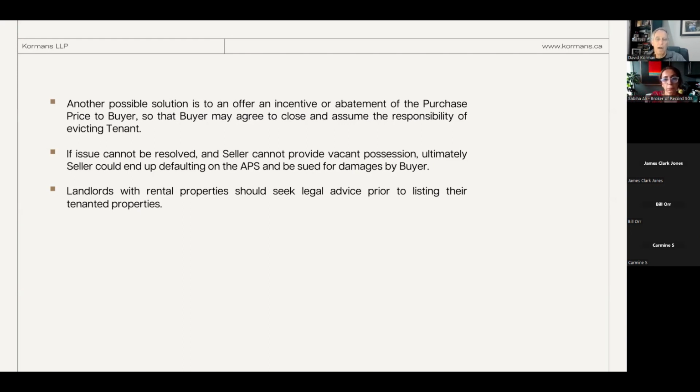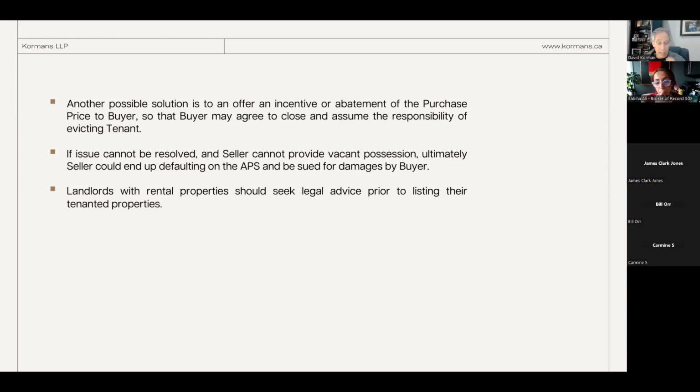It can go on, and the seller could be responsible for the buyer's damages, which is why that gives some incentive to the seller to try and offer up solution number two by providing some monetary incentive to the buyer to close and take over this process, because that might be less expensive, and then at least the seller gets the transaction closed and they're not facing a lawsuit after closing.